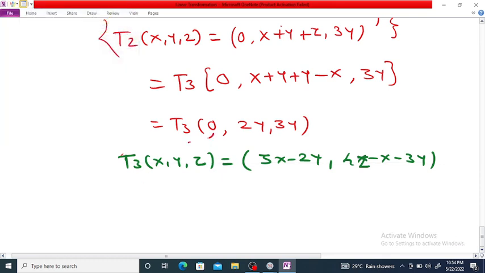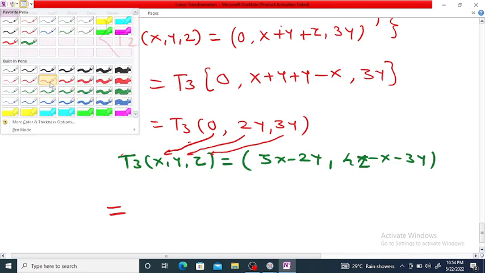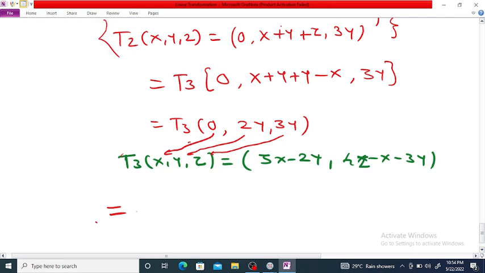in place of x it is 0, in place of y it is twice y, and in place of z it is thrice y. So this is equal to thrice x, so it is 3 times 0 minus 2 times twice y, and 4z, so it is thrice y, minus x, so it is 0 minus thrice y, so it is twice y.